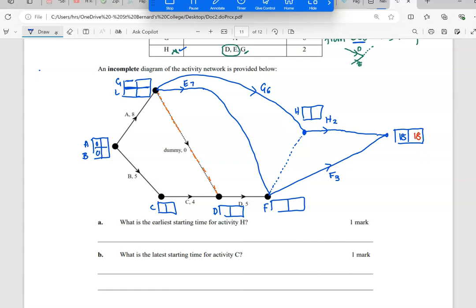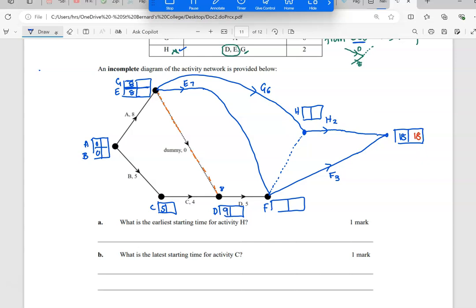If I go along A, it will be 8 to the start of E and G. Now, because of that dummy, I'm going to put 8 there to see what I get up to. So C begins with 5, and then if I add 4 and 5, that's 9. So 9's the bigger one, so I take that.